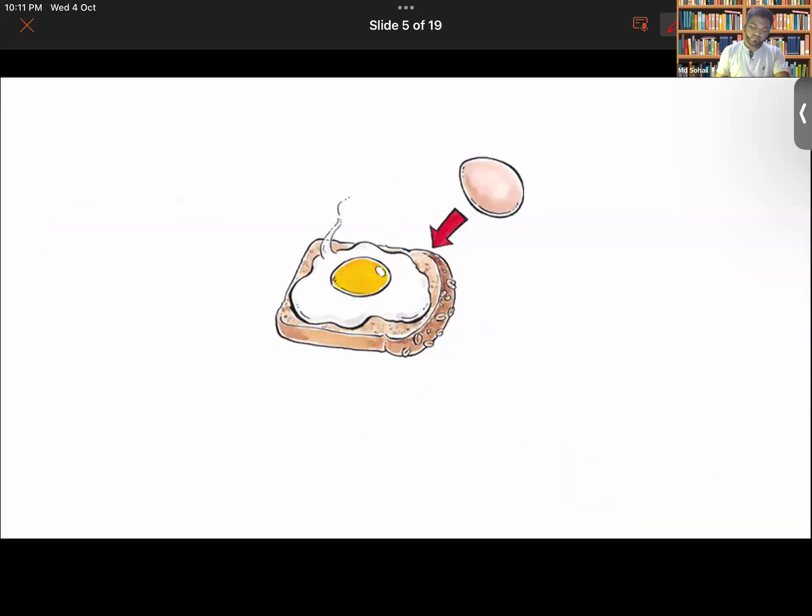Okay. What about this one? That is also an irreversible change.